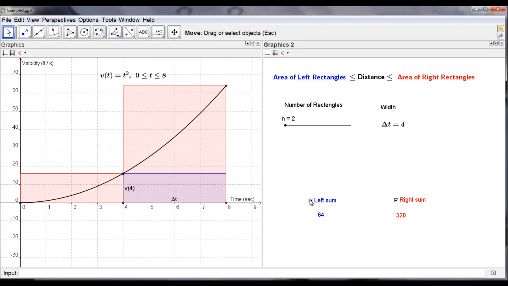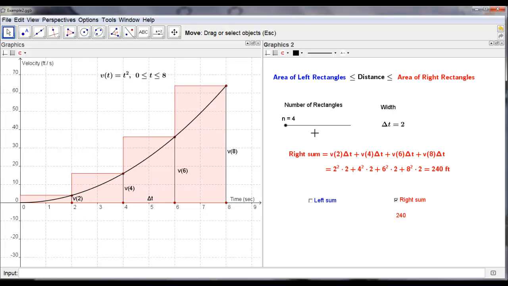So I'm going to temporarily switch that off, and I'm going to take n equals 2 and move it up to n equals 4. So that now looks like this. So the sum of these four rectangles will be an upper bound on the distance traveled. And if we look at the arithmetic now, the height of the first rectangle is now v of 2, because that's the right-hand endpoint of this smaller interval now. And the right-hand endpoint of the second interval is v of 4, and so forth.